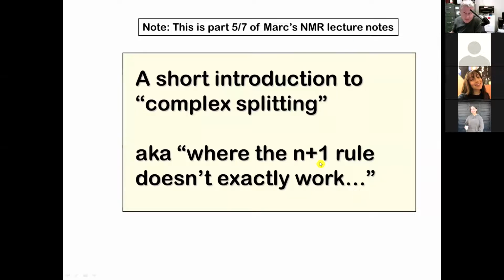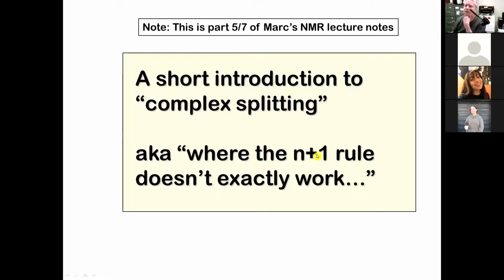Remember the n+1 rule? It splits a signal into a triplet or a quartet, and it was the number of neighbors plus 1. The number of neighbors plus 1, right? So if there's 2 neighbors, it might be a triplet, right? Okay. And anyway, section 5 is about complex splitting, and we're going to see a couple examples of this complex splitting throughout the course. It's cases where the n+1 rule is a little funny.